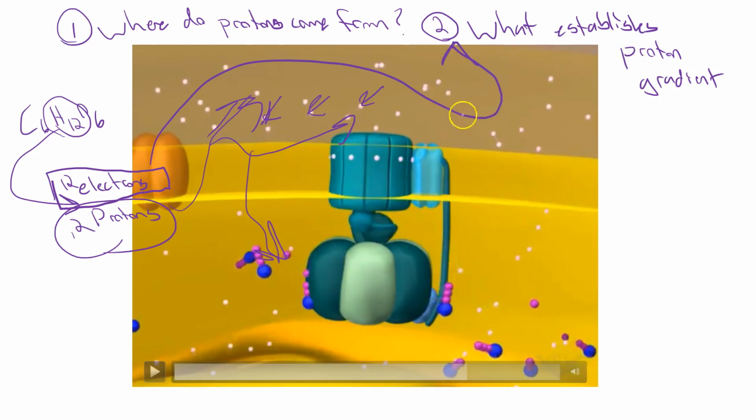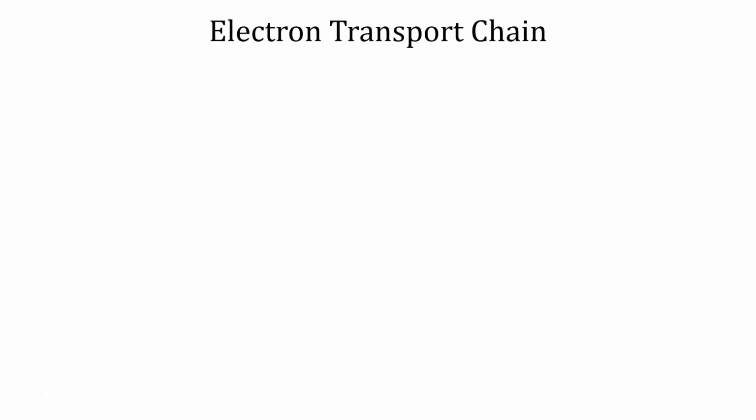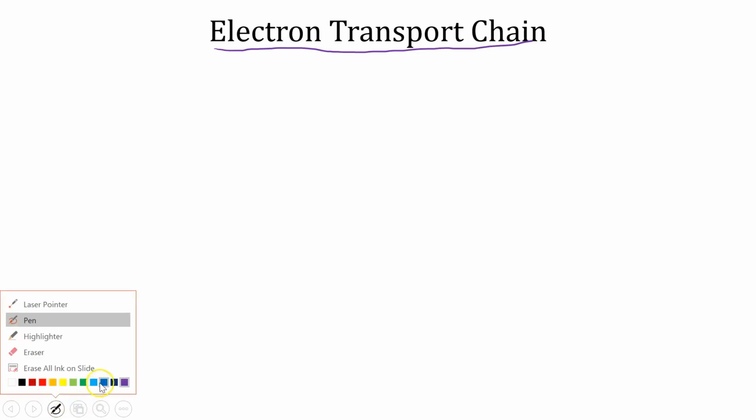What establishes this proton gradient? How do we get all of these things, these hydrogen ions that have just flown through, how do we get them back up there? And how do we store a whole bunch of protons up here to reestablish that gradient so that this will then keep flowing down? And the answer is this special thing called the electron transport chain. The electron transport chain is something that utilizes electrons to push protons from a low concentration to a high concentration.